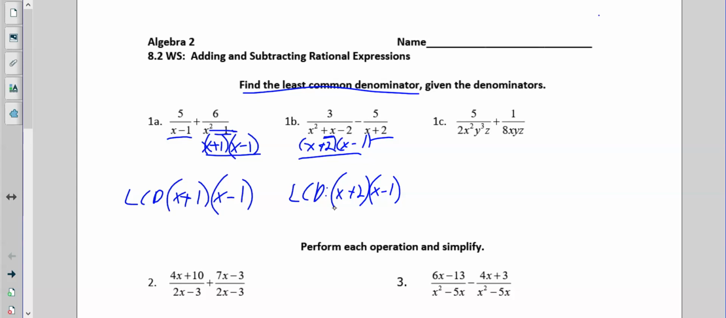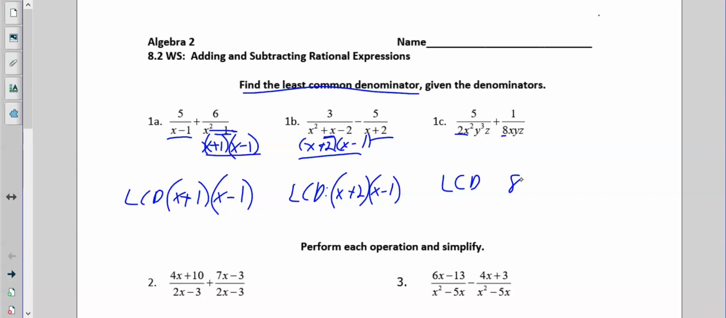Okay, over here, we look at the 2 and the 8. Find out the first number. Like, imagine it was just 5 over 2 plus 1 over 8. Okay, well, the LCD would be 8 because 2 goes into 8. We don't have to go to 16. 8 is the smallest number.